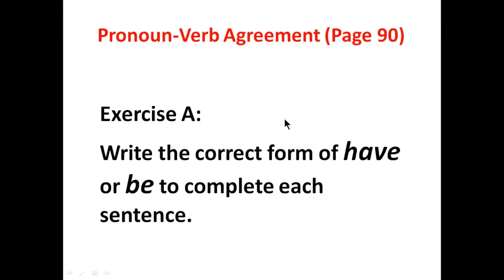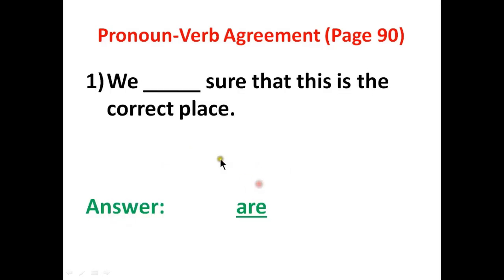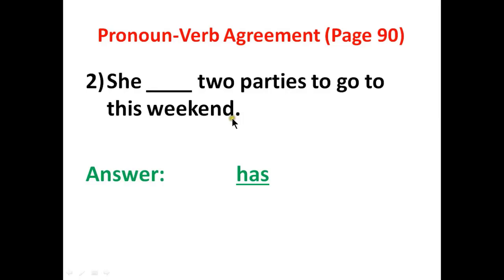Now we are going to do some work on page number 90. There is an exercise A. Write the correct form of have or be to complete each sentence. We dash sure that this is the correct place. We are. So your answer will be are, A-R-E. We are sure. Number 2. She dash 2 parties to go to this weekend. She has 2 parties. What will you say? She has 2 parties to go to this weekend.